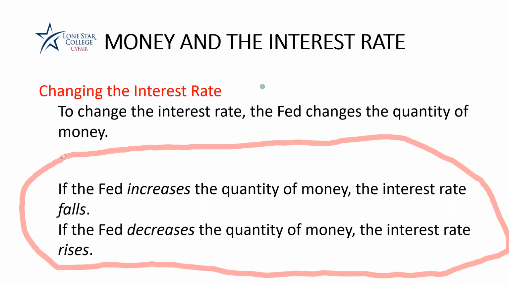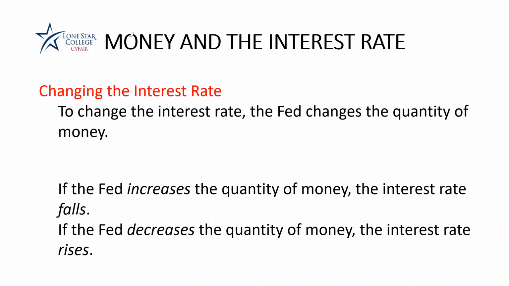increases the quantity of money, okay, quantity of money, our interest rate will drop. What does it mean? It means that the interest rate and the quantity of money move in the opposite direction, okay? And if the Federal Reserve decreases the supply of money, then the interest rate will go up. Let me clear this page so I can move on to the next slide to kind of show you how it works.